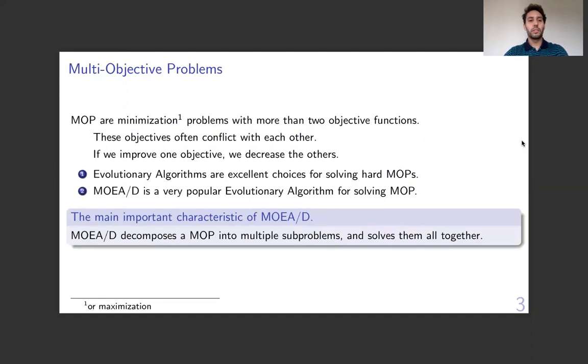So before I get into more details, let us review what multi-objective problems are. They are problems with more than two objective functions. These objectives often conflict with each other. This means that if we improve one objective, we decrease the other. To solve these kinds of problems, we can use evolutionary algorithms. And one very common and popular algorithm is the MOEA. The main important characteristic of MOEA is to decompose a multi-objective problem into multiple subproblems and solve them all together.